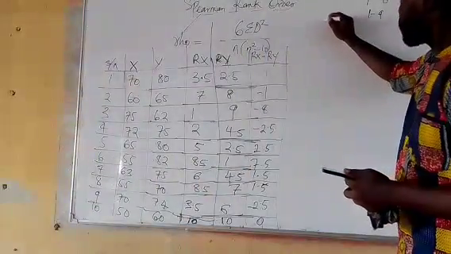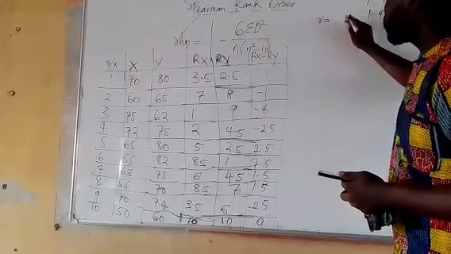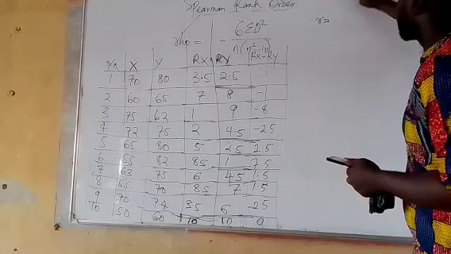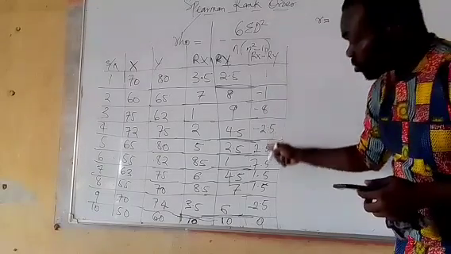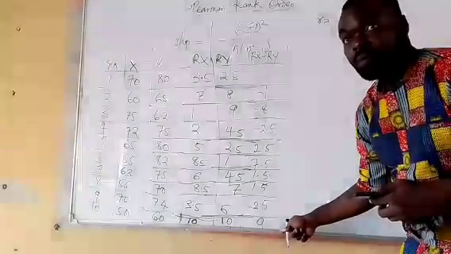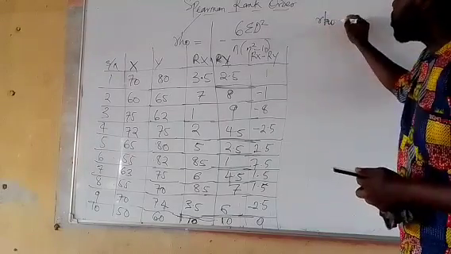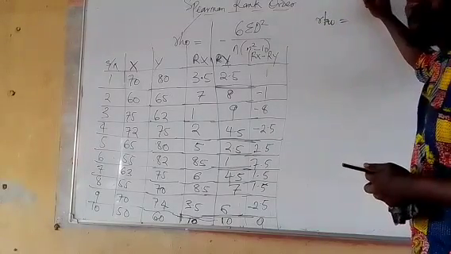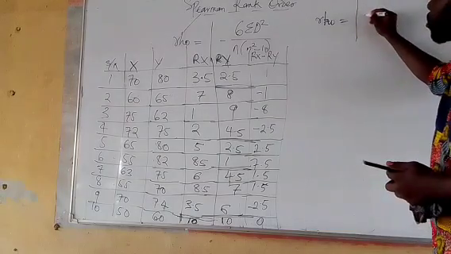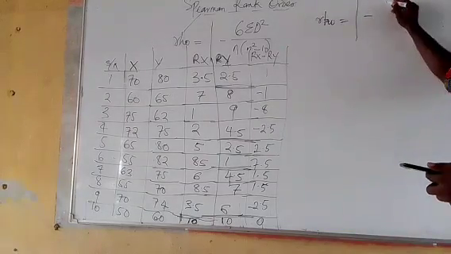Summation d square is 0. Okay, now let's come back now. Watch. Are you sure our summation d square is 0? Okay. Now, since we are sure, we move further. Rho is equal to 1 minus 6, where 6 is constant.